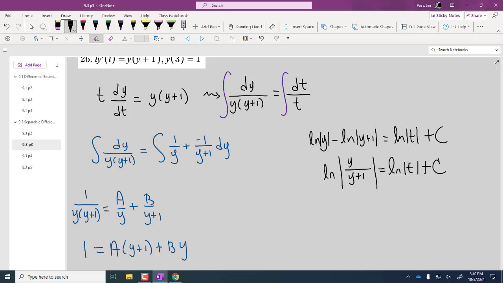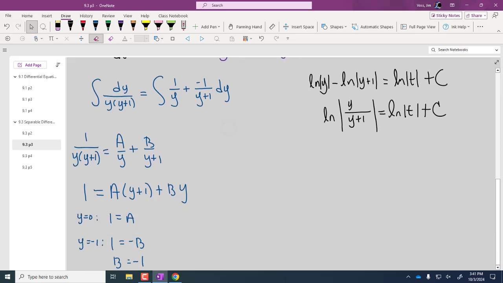Then we exponentiate both sides. We still have this absolute value. We can't get rid of it just quite yet. This is going to be e to the ln absolute t plus c in the exponent. Can't get rid of it yet.